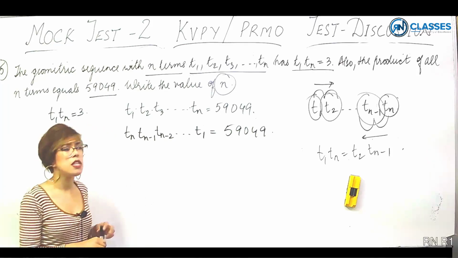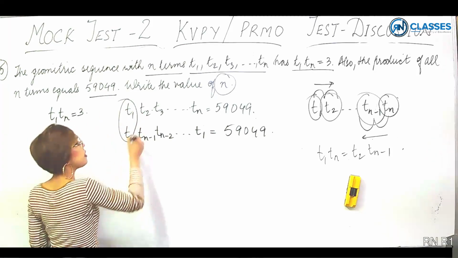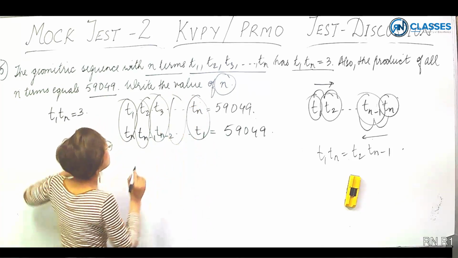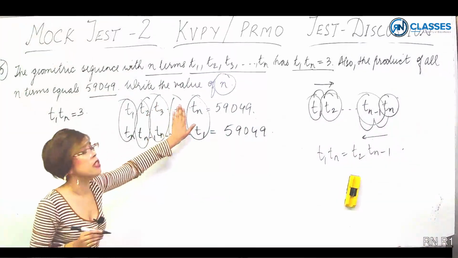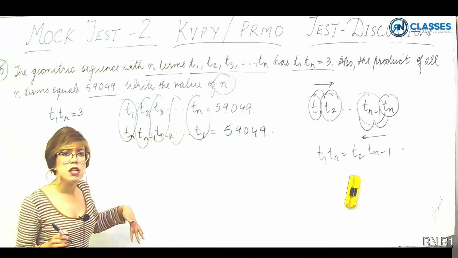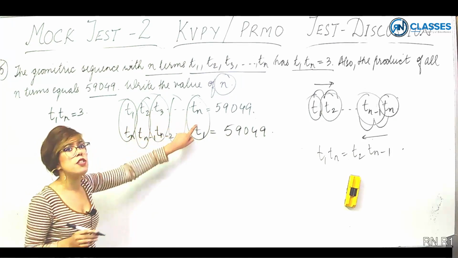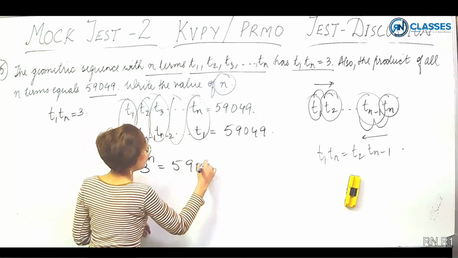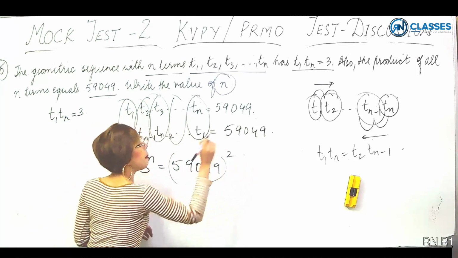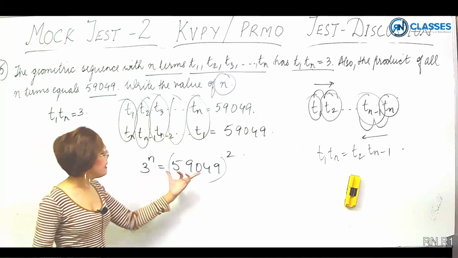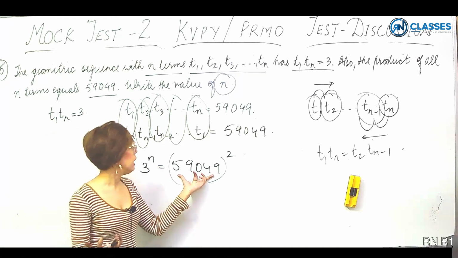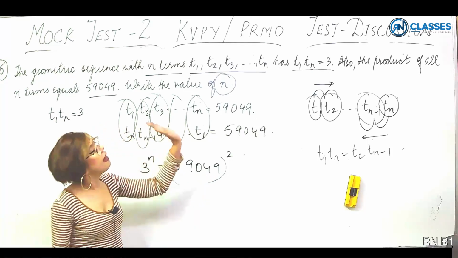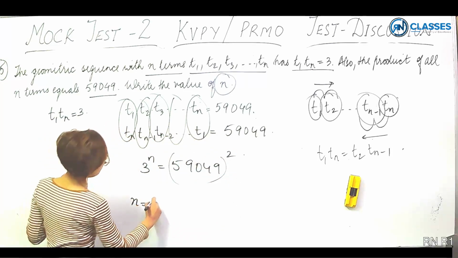What is the benefit for this? I know that this product is 3, this product is 3, this product is 3, and so on. So basically 3 into 3 into 3 into 3 into 3. How many times does 3 occur? N pairs are there, so 3 raised to the power n is equal to 59049 whole square. Obviously, this thing is 243 square, I think. 243 square. So you can find the value of n. N turns out to be 20.